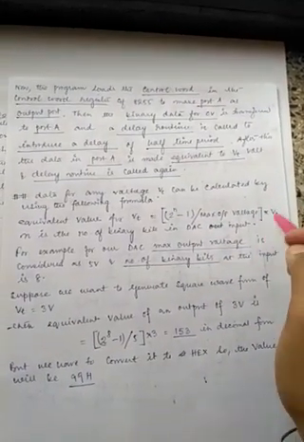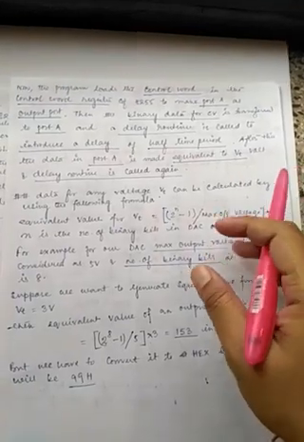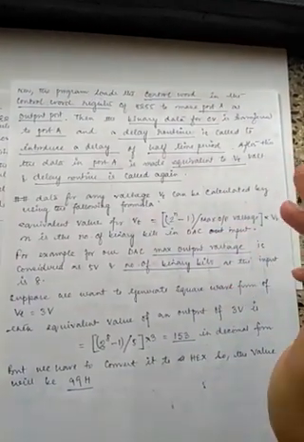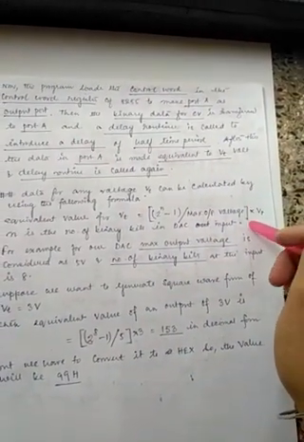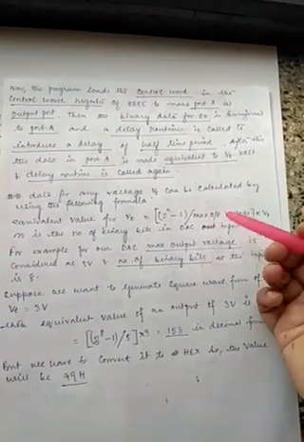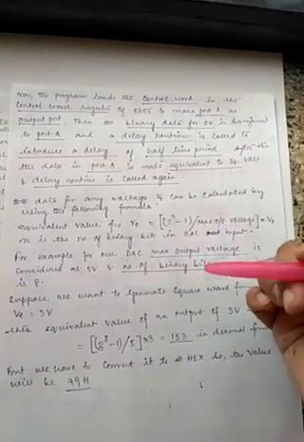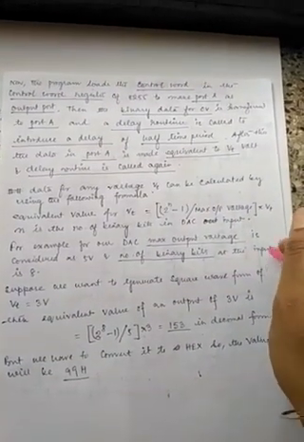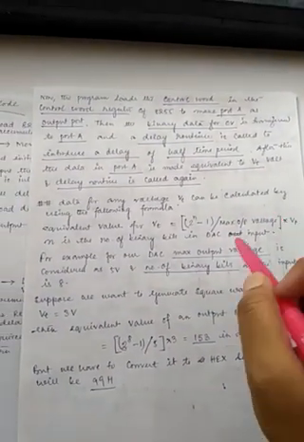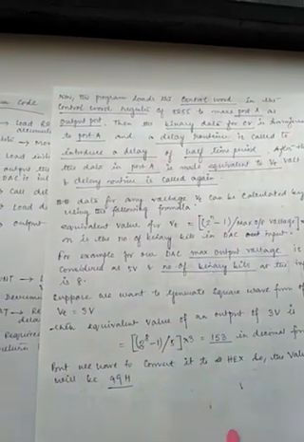Now what is Vt? If you are going to design the Vt for plus 3 volt, then it will be considered as plus 3. If it is considered for plus 5 volt, then it will be replaced by plus 5. If it is plus 7, then it will be replaced by plus 7, and it will go on, right? Okay, so what will be our calculation?